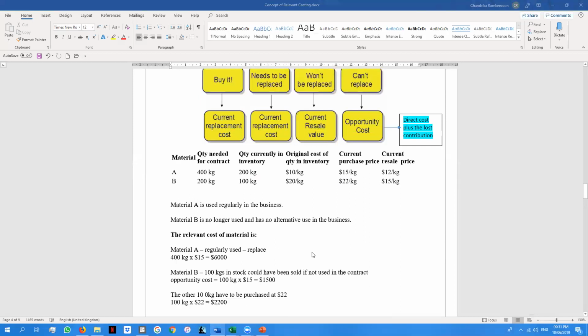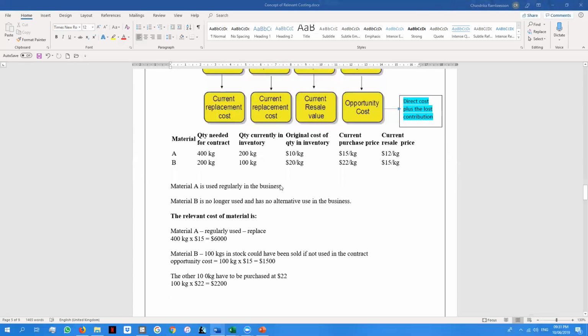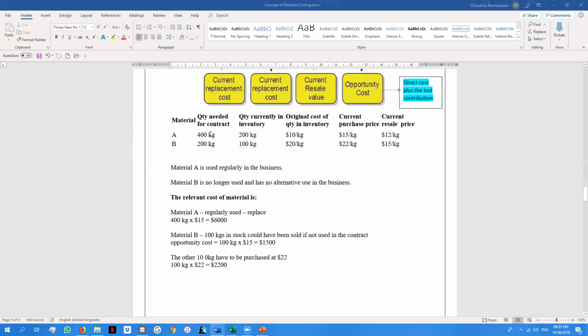You've been given some descriptions. A is regularly used in the business. B is no longer used and has no alternative use in the business. But notice for B, the fact that you've been given a resale price means that it assumes you can sell it for scrap. The relevant cost of the material for the job will be as follows. Notice the job needs 400 A, 200 B. We've got 200 A in stock, 100 B in stock. A is regularly used in the business.